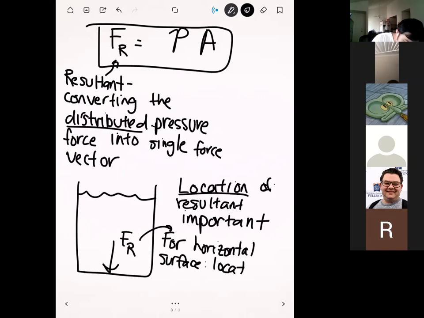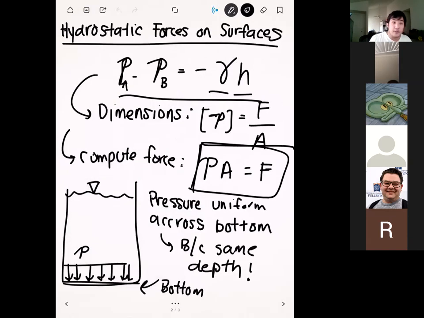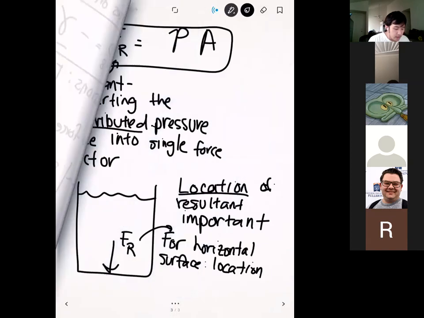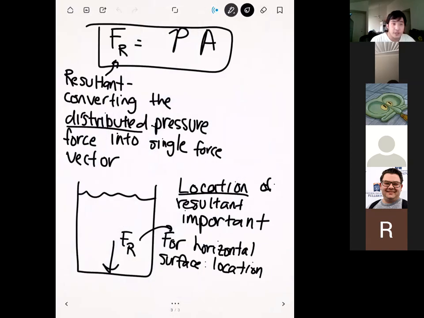And so the location of the force, because as we saw from the previous page, the pressure force is evenly distributed across the bottom surface. And so what that means is that the location of this force is simply going to be at the centroid of the surface. Right? And so that's the idea of how we compute a force from the pressure on that surface.